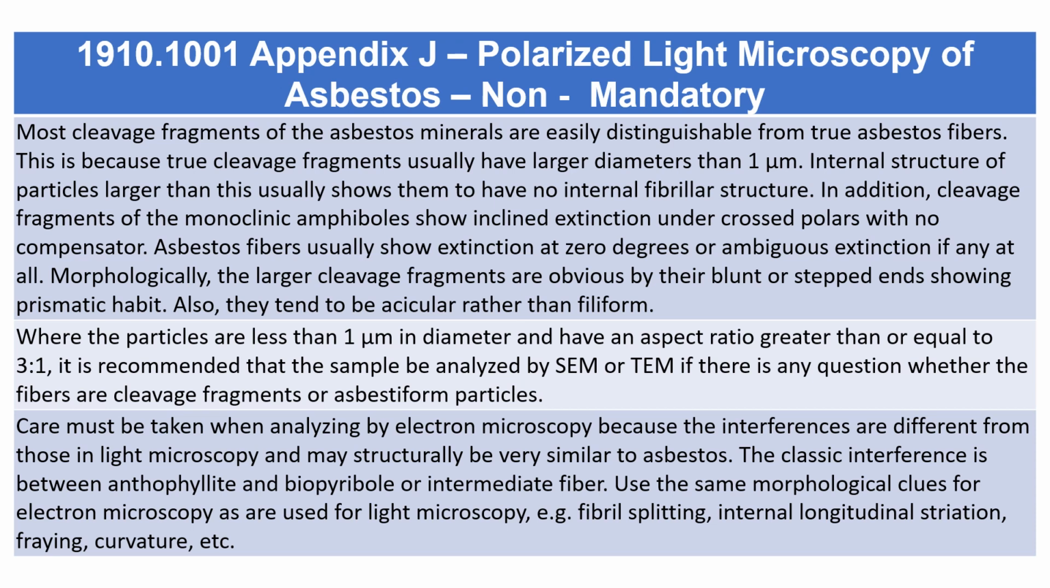Where the particles are less than 1 µm in diameter and have an aspect ratio greater than or equal to 3:1, it is recommended that the sample be analyzed by SEM or TEM if there is any question whether the fibers are cleavage fragments or asbestiform particles. Care must be taken when analyzing by electron microscopy because the interferences are different from those in light microscopy and may structurally be very similar to asbestos. The classic interference is between anthophyllite and biopyrole or intermediate fiber. Use the same morphological clues for electron microscopy as are used for light microscopy, e.g. fibril splitting, internal longitudinal striation, fraying, curvature, etc.